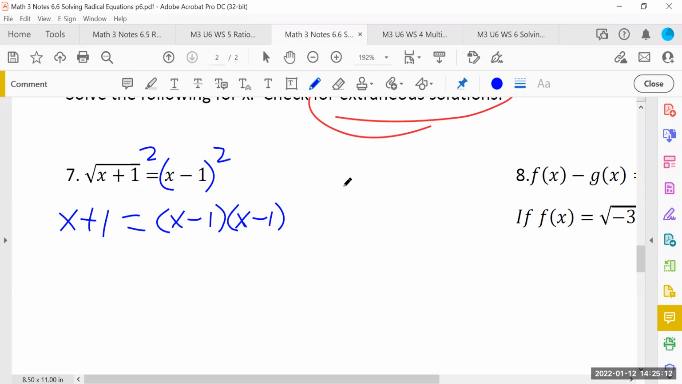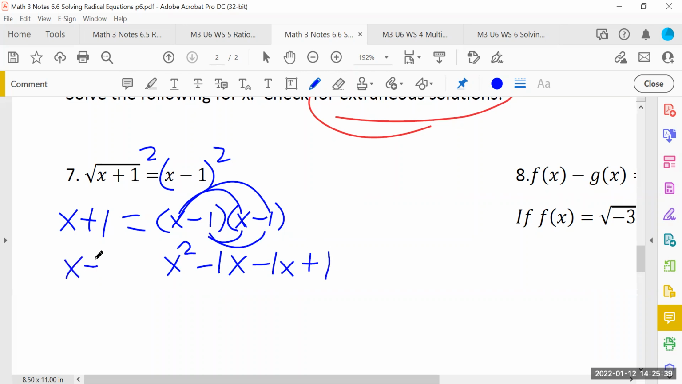Well, we've just been doing a whole bunch of distributive properties, like on Monday, right? So hopefully we're really good at that. Let's go ahead and do the distributive property, multiply it all the way out. X times x is x squared. X times -1 is -1x. -1 times x is another -1x. And -1 times -1 is +1. Now I've got this x plus 1 over here.